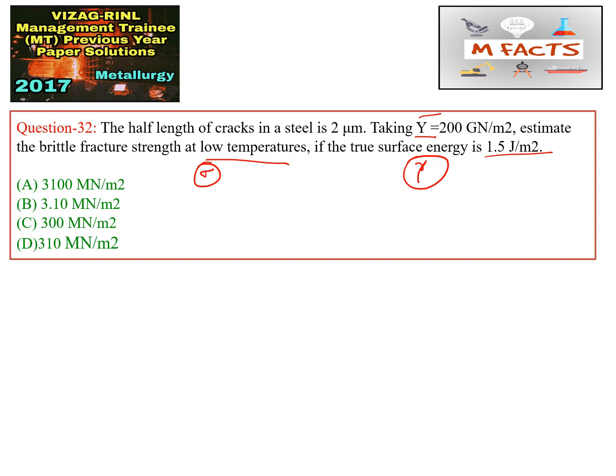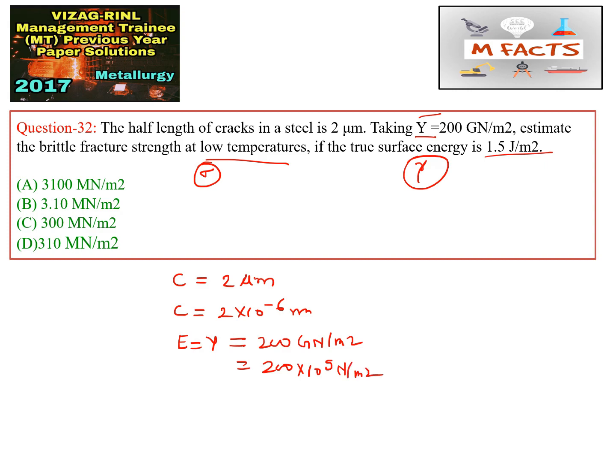I have already given one video dedicated to the Griffith theory of brittle fracture, so to have a good idea about Griffith brittle fracture, you can watch that video from our playlist of mechanical metallurgy. I am doing the numerical here. The crack length C, the half crack length, is given, that means they have given the surface crack length. C is equal to 2 multiplied by 10 to the power minus 6 meter, and this E value, or Y value, is 200 giganewton per meter square. So we can write 200 multiplied by 10 to the power 9 newton per meter square.